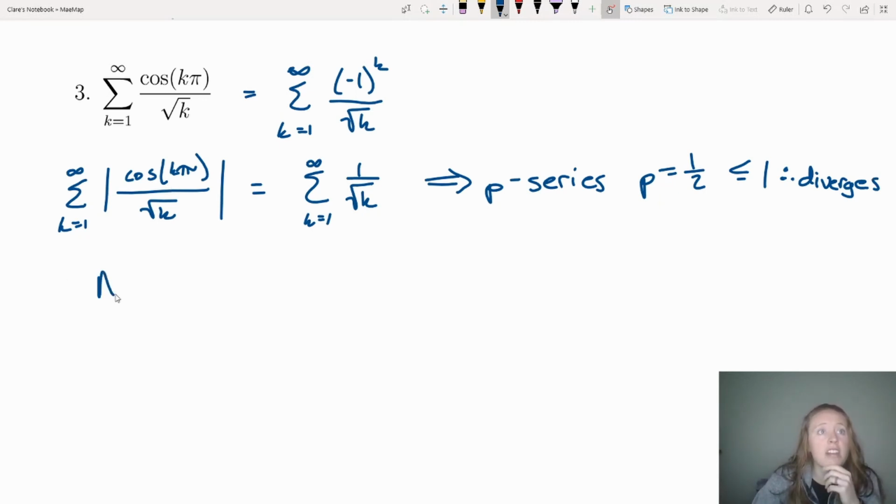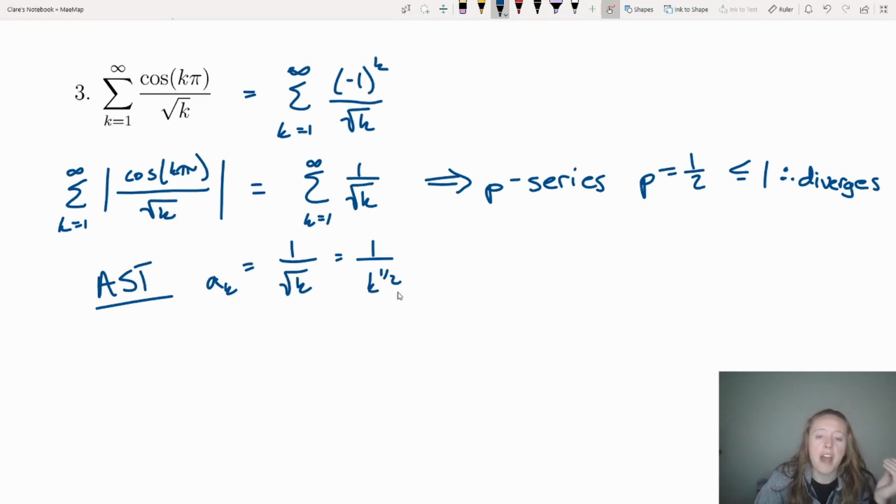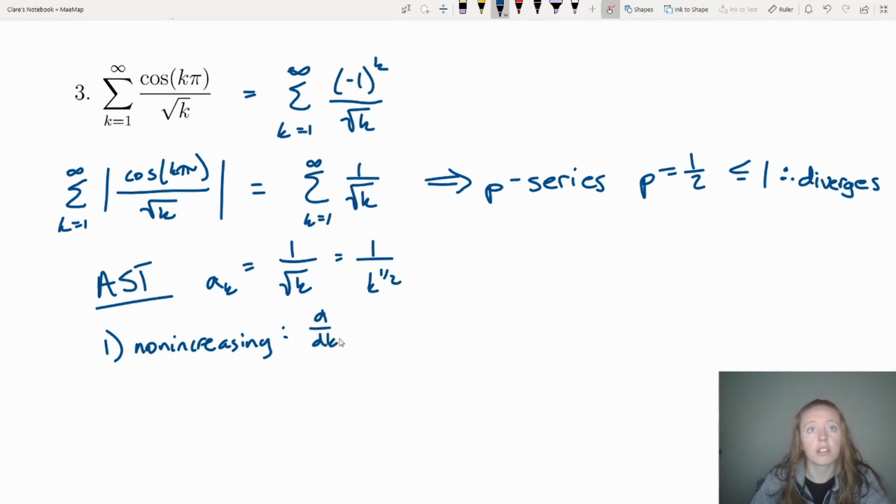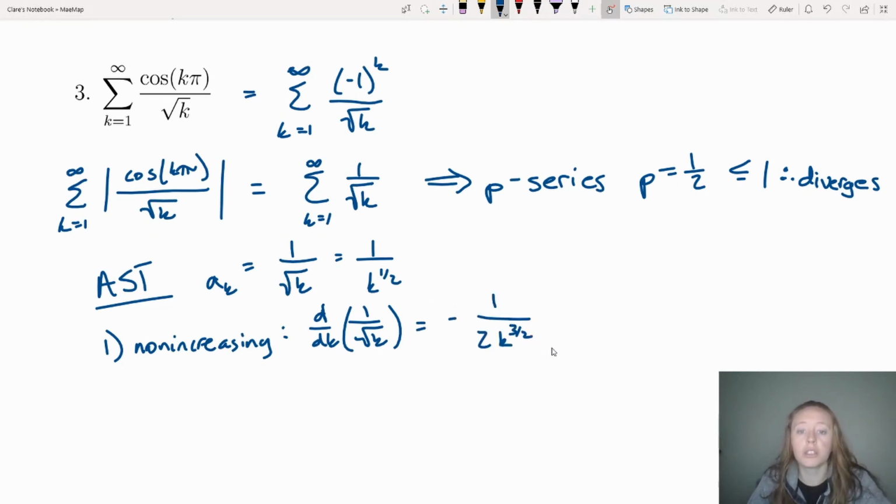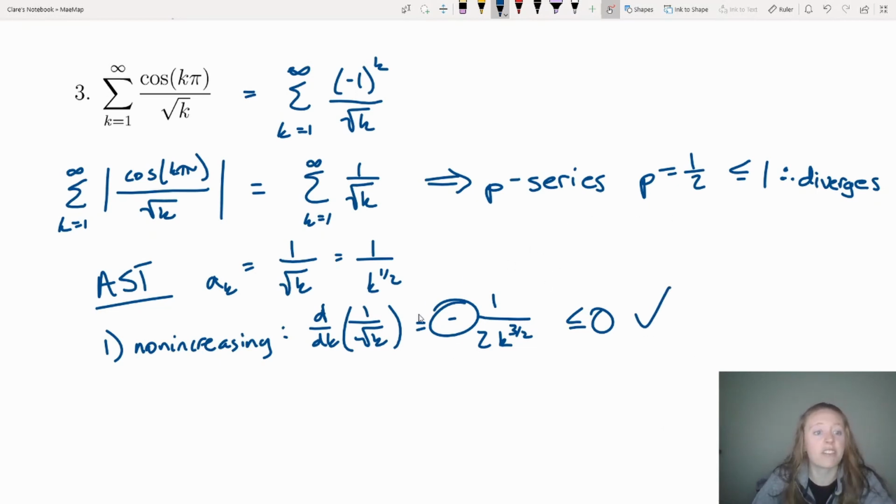So let's jump into that AST, the alternating series test. Our a sub k value is 1 over the square root of k, which we can also think of as 1 over k to the 1/2. Now, if you recognize this, we actually did this problem earlier on in our worksheet, but let's quickly go through it now. 1, we're going to show that it's non-increasing. So the derivative of 1 over the square root of k is going to be equal to, bringing that -1/2 down, -1 over 2k to the +3/2. And this is negative, therefore we're non-increasing because that derivative is negative.